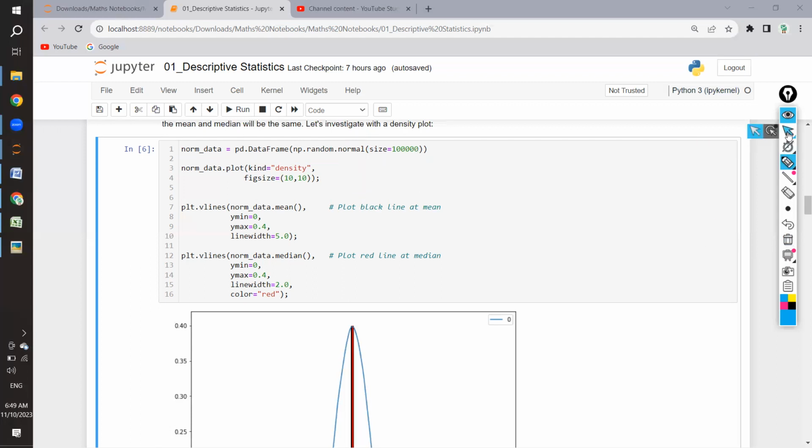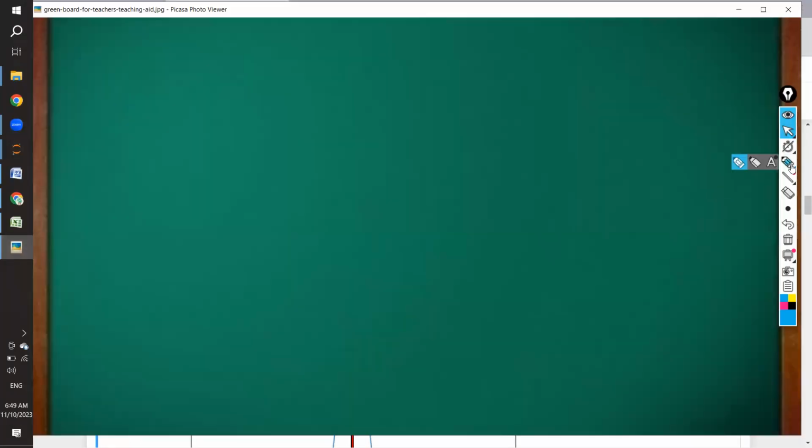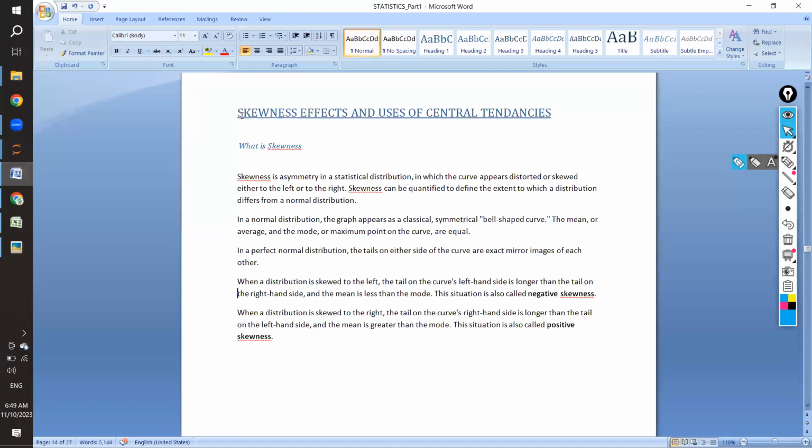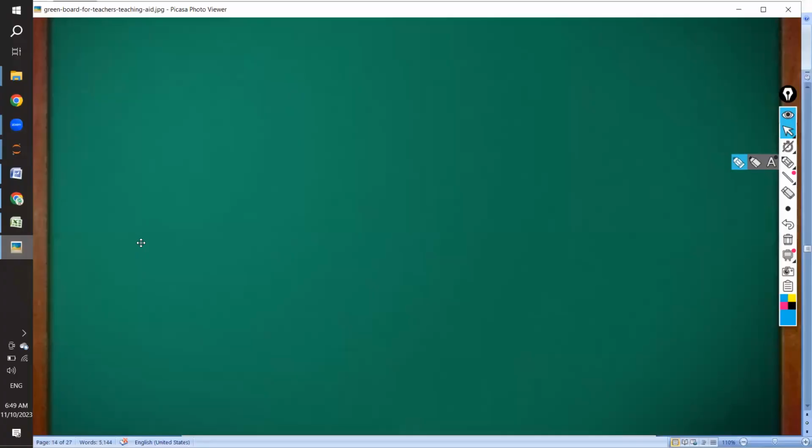But now I'll just give you an example of what normal means. To study this, we need to switch to some other concepts and we will come back here. We need to switch to something called skewness effects and use of central tendencies. There are two concepts, so we need to study a few things over here.